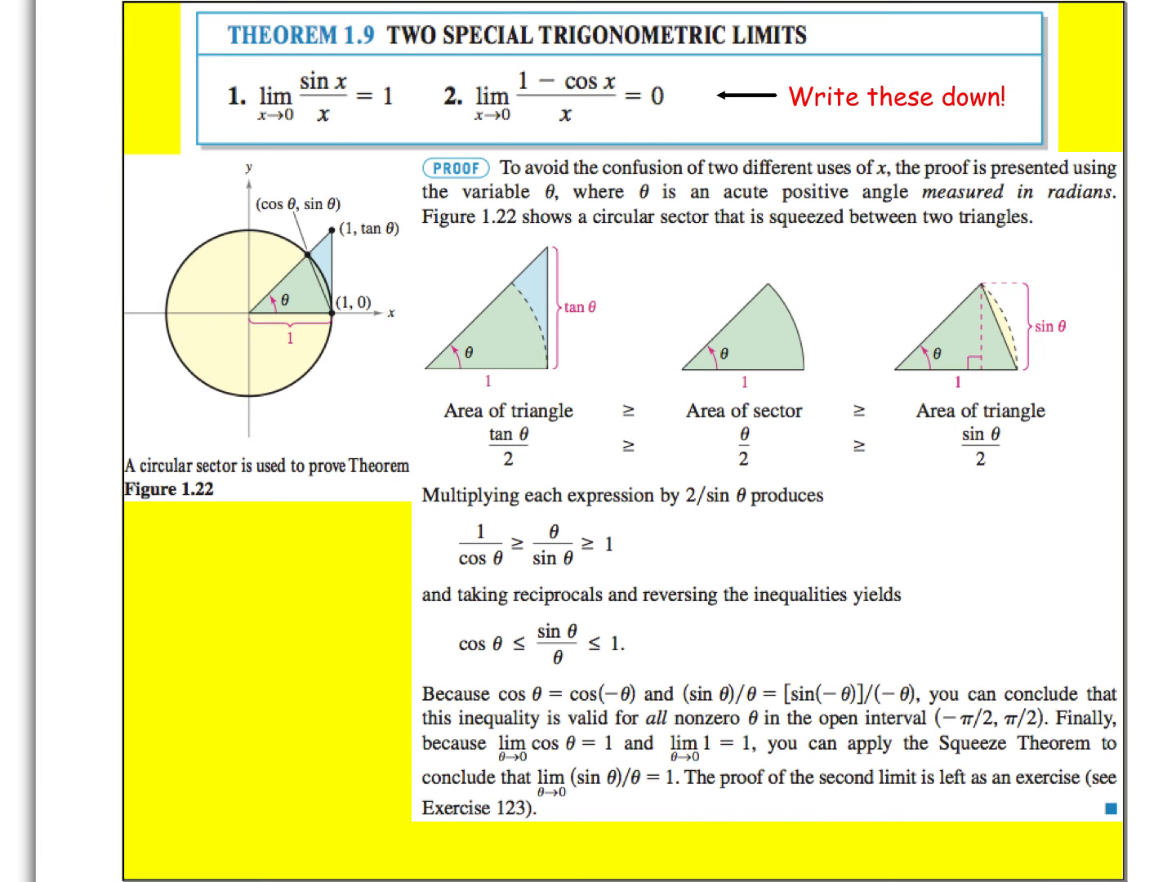On this one, I want you to write these two special limits down. I need you to memorize them. This first one we've already proved once: the limit as x approaches 0 of sine x over x is equal to 1. Yesterday, we proved it graphically, and then we proved it numerically with a table. Analytically, I can't prove it yet.